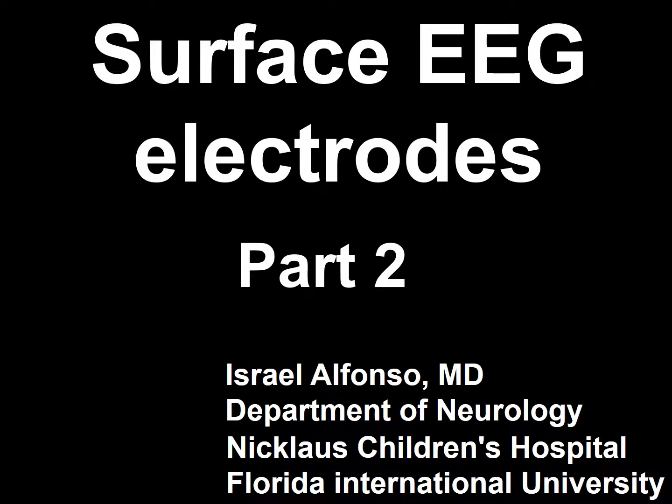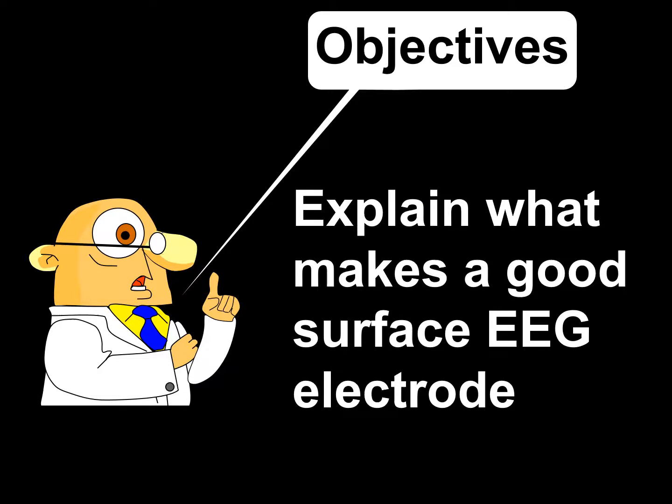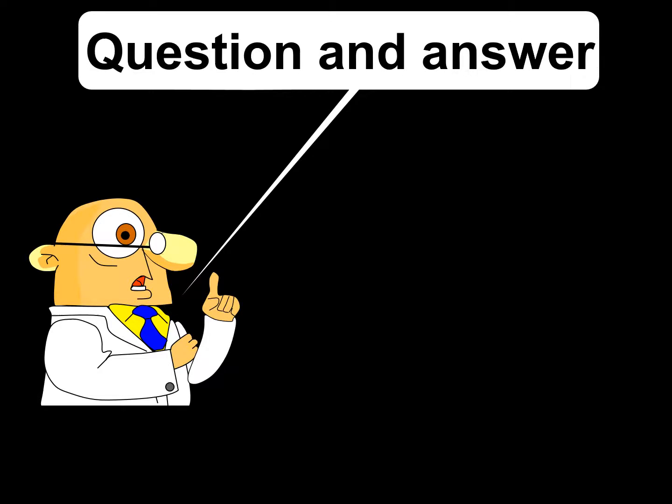Hi, this talk is about EEG surface electrodes. It is the second of a three-part series about surface EEG electrodes. The objectives of this talk are to explain what makes a good surface EEG electrode and the physics behind good and bad surface EEG electrodes.